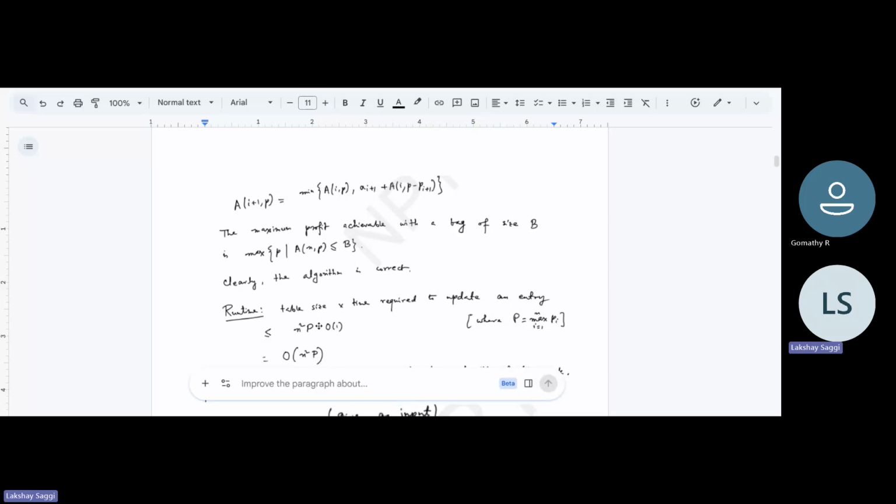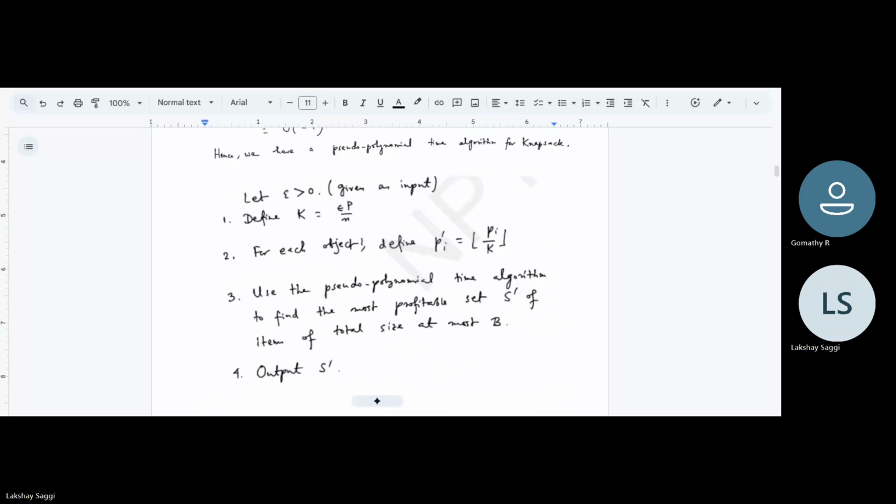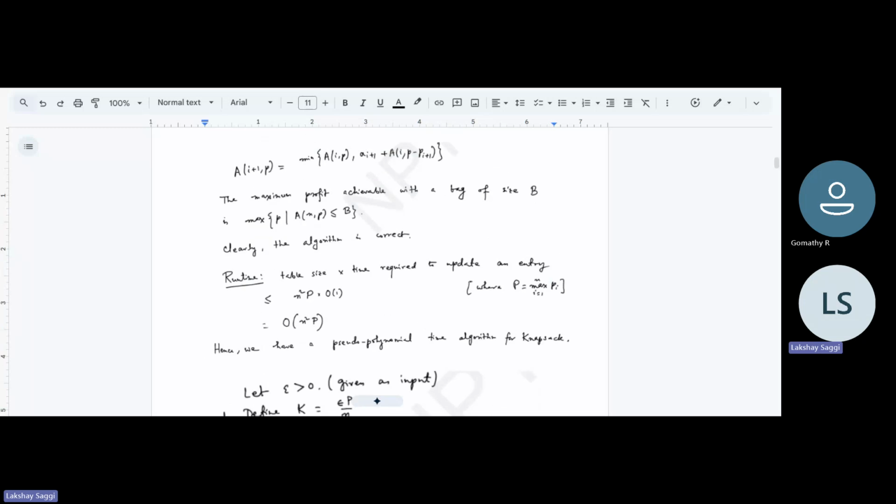And that's why the table size is n squared P, and the time required to update an entry is just order 1. So the runtime of this algorithm is n squared times P. And if P is expressed in unary, then it's a pseudo polynomial time algorithm, because if P is expressed in unary, then this is a polynomial time algorithm, but this is not polytime if P is expressed in binary, and that's why this is a pseudo polynomial time algorithm. And now suppose, yeah, so this is fine. We have this algorithm which is pseudo polynomial time.